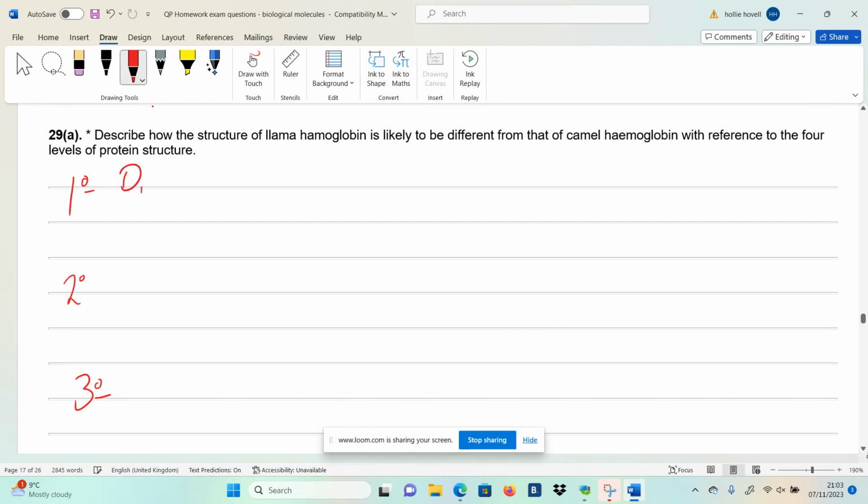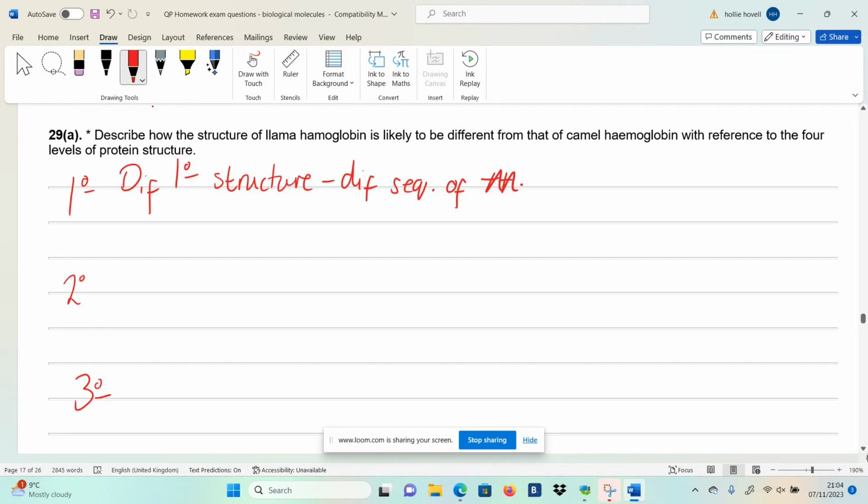So we could say that they're going to have a different primary structure, which means that they've got a different sequence of amino acids. You can see how the way I've written that, I haven't just said the primary structure is the sequence of amino acids. I've answered the question using that information. So the 2 animals will have a different primary structure, which means that they have a different sequence of amino acids.